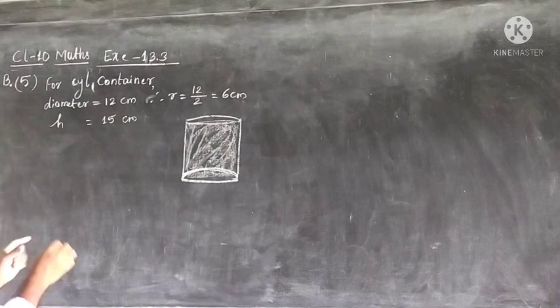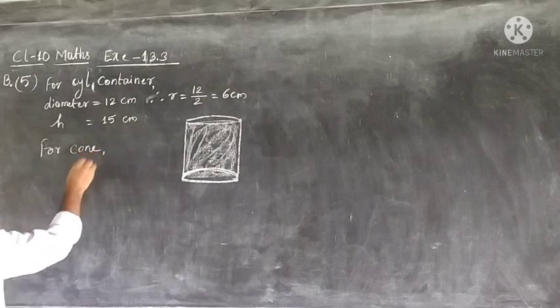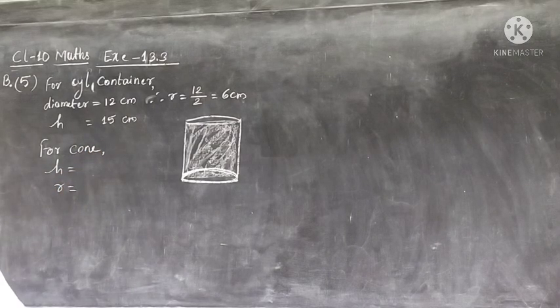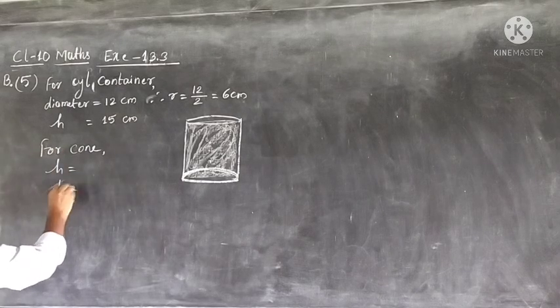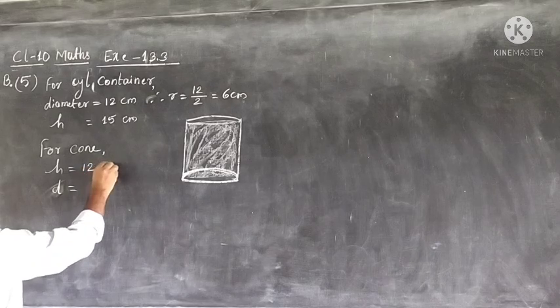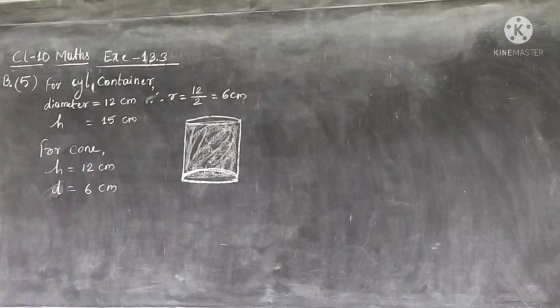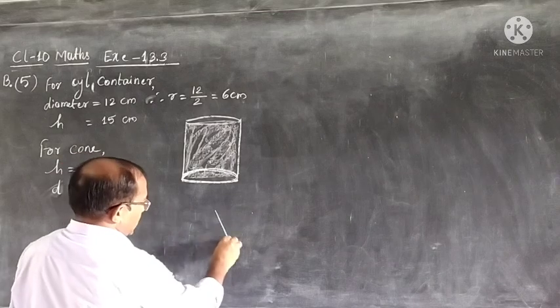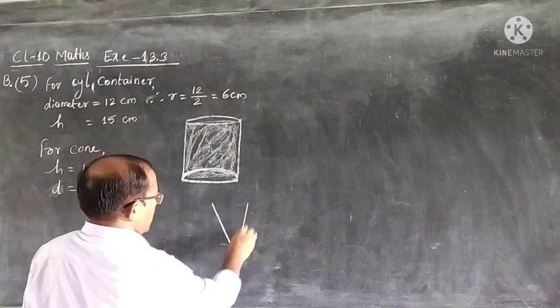height of cone. So, another is for cone height and radius. Let us see what we have. Height is 12 and diameter 6. So, not radius, it is diameter. Height is 12 and diameter 6, having a hemispherical shape on the top. So, this ice cream will be filled in conical shape.